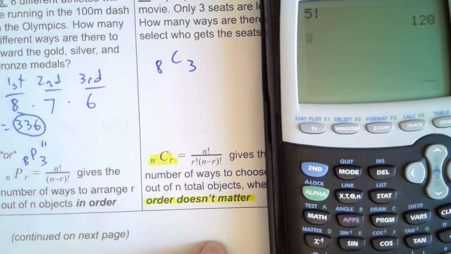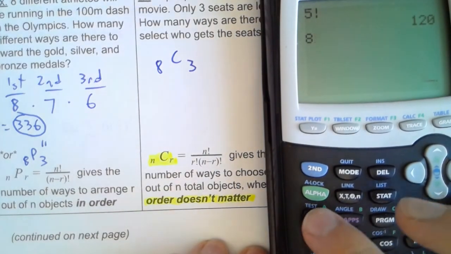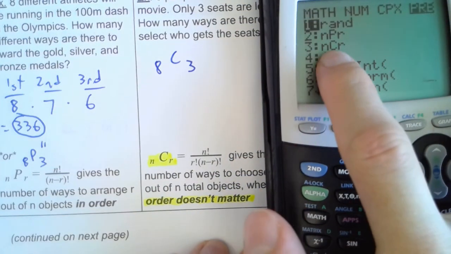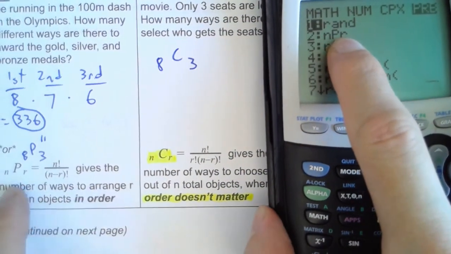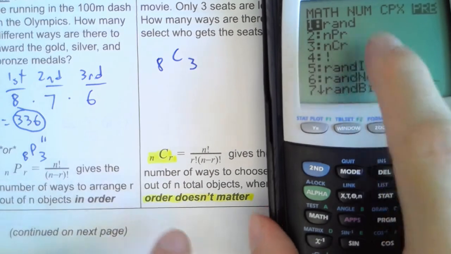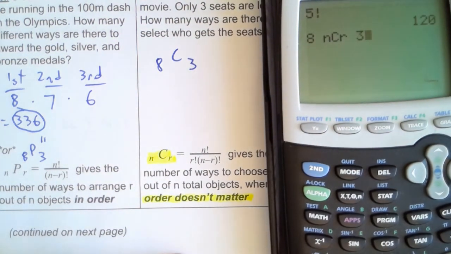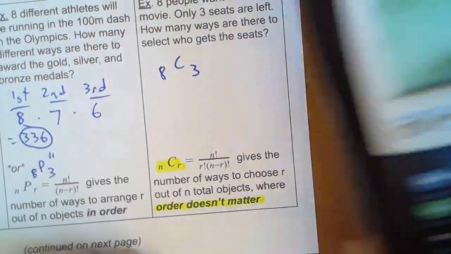So you would type the 8 first, and then go into your math menu, hit the left arrow over to PRB, and then this third choice. You can see they also have nPr in there if you do want to use that. But they've got this third choice here, 8 nCr 3, 8 choose 3. And that'll be 56.